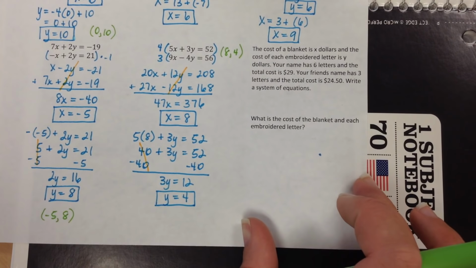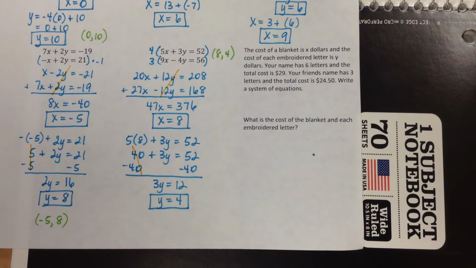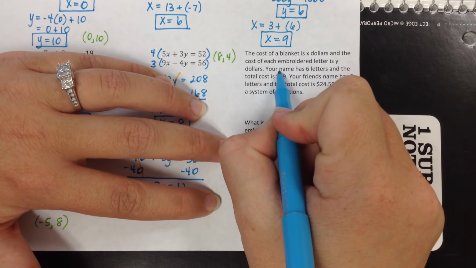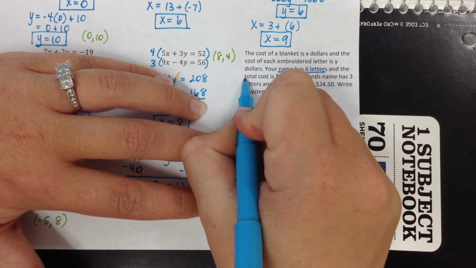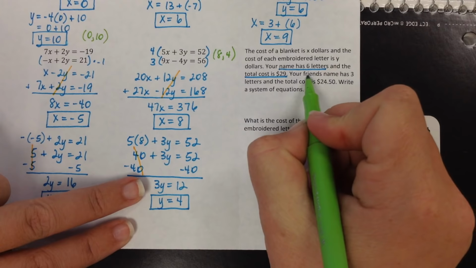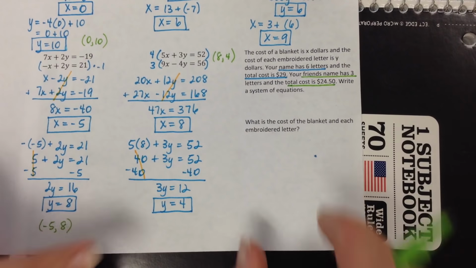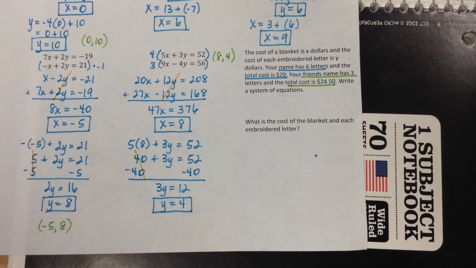Okay, the last one, down to the word problem. The cost of a blanket is X dollars, and the cost of each embroidered letter is Y dollars. Your name has 6 letters, and the total cost is $29. Your friend's name has 3 letters, and the total cost is $24.50. Write a system of equations.